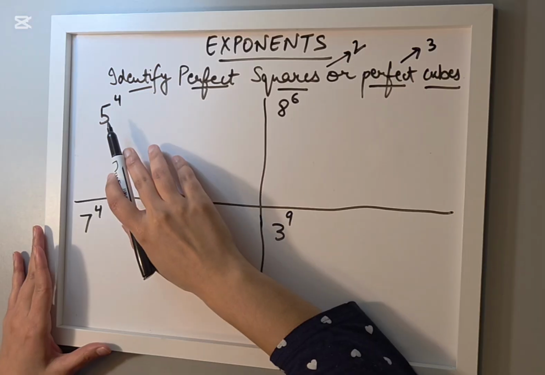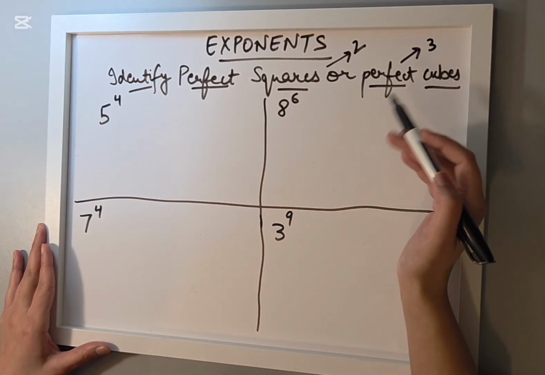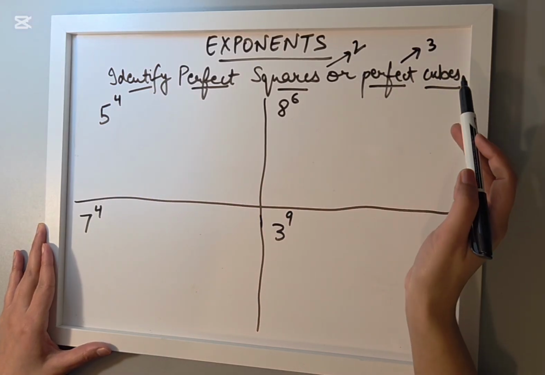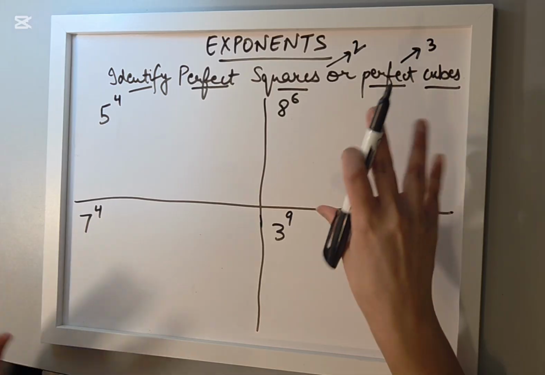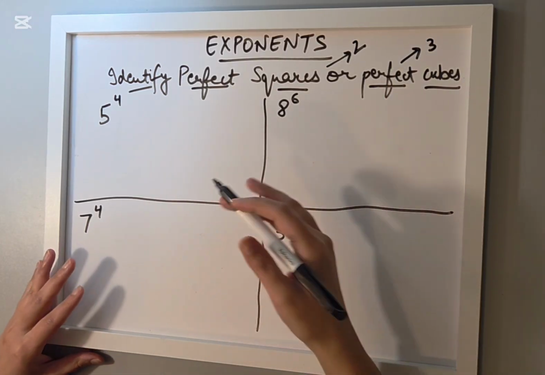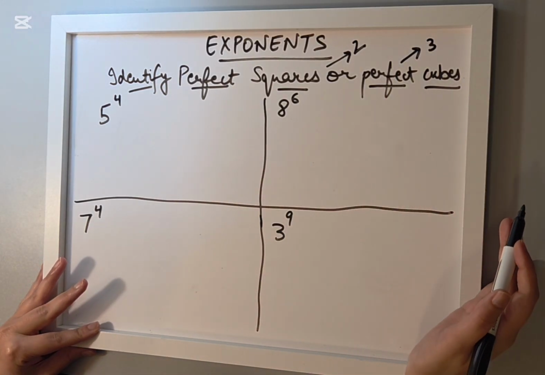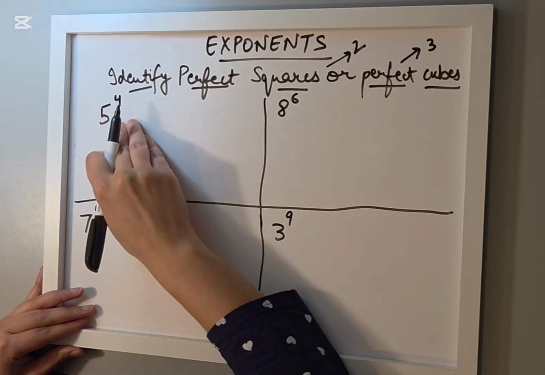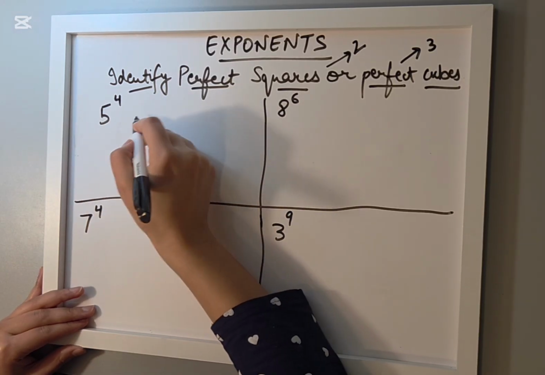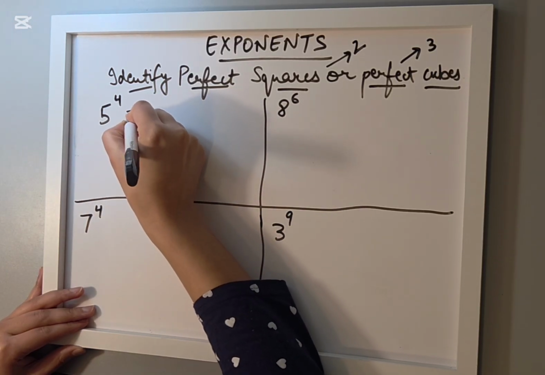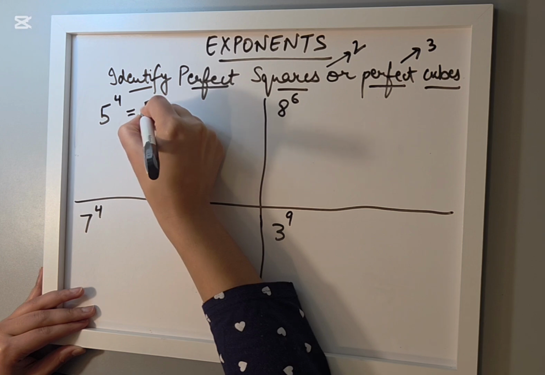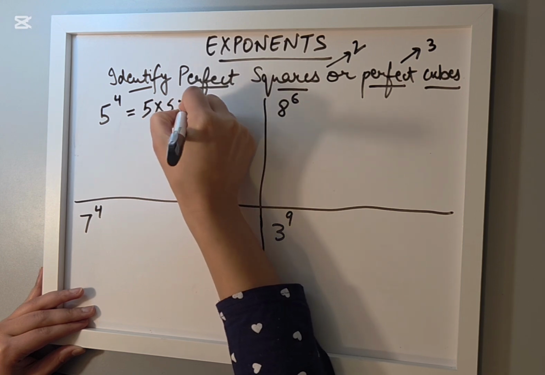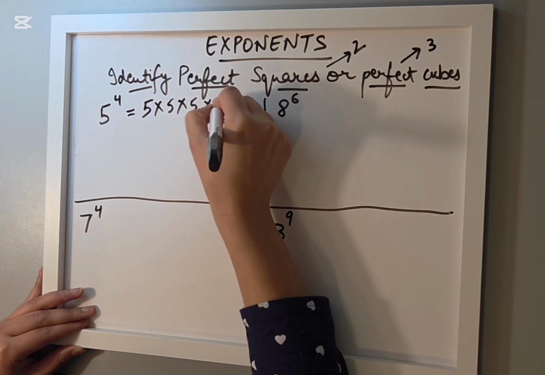Sometimes it's not clearly visible at first that it is a perfect square or a cube, but if we try to rearrange it, then it might turn out to be a perfect square or a cube. Okay, so for the first example, we have 5 to the power of 4. So we can write it in the expanded form, 5 into 5 into 5 into 5.